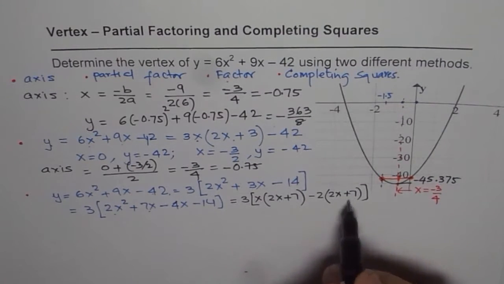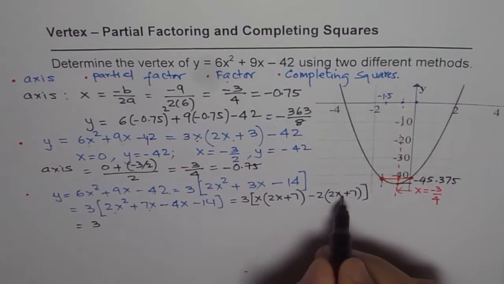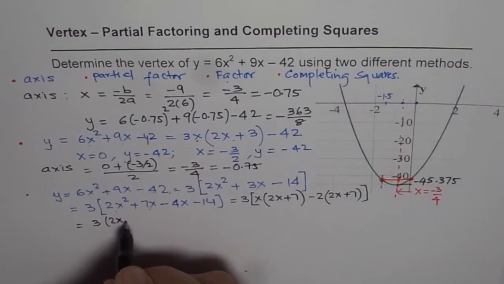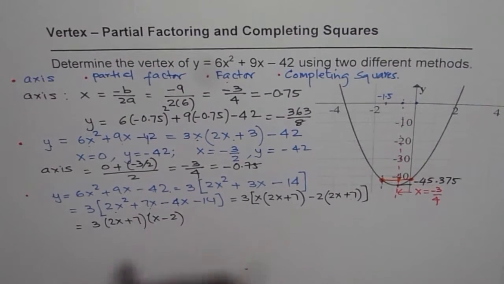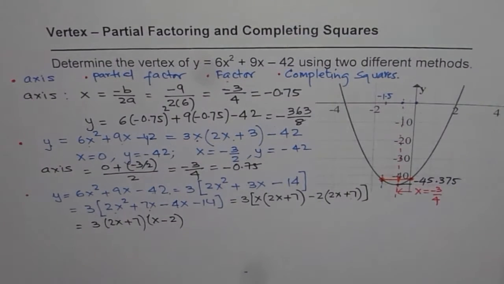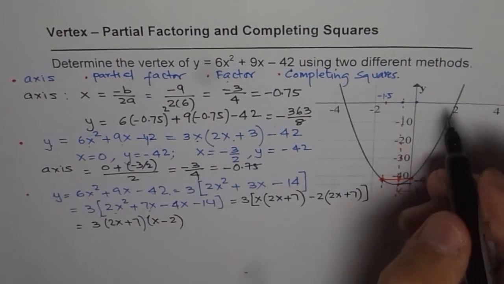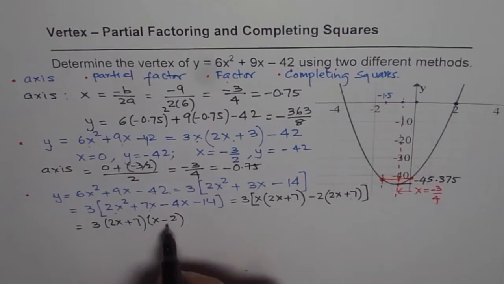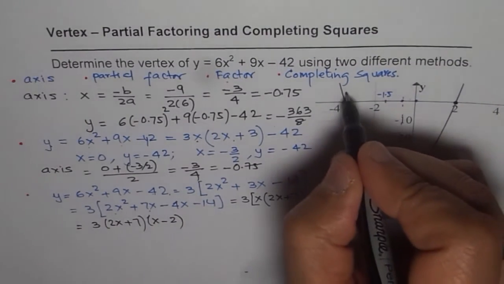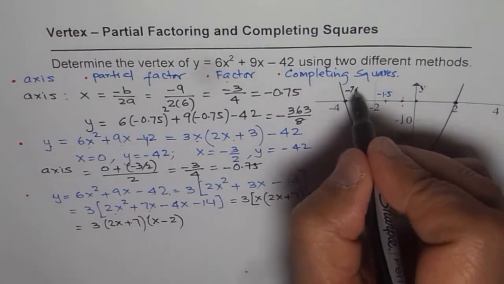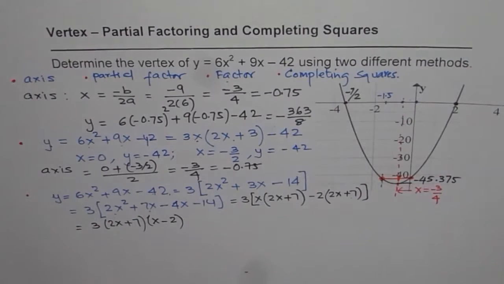Now 2x plus 7 is common, therefore I can write this equation as 3 times 2x plus 7 times x minus 2. So I get my x-intercepts. Here is one of the x-intercepts at x equals 2. The other one here should be at minus 7 by 2. Correct? Midway between them we have our x.